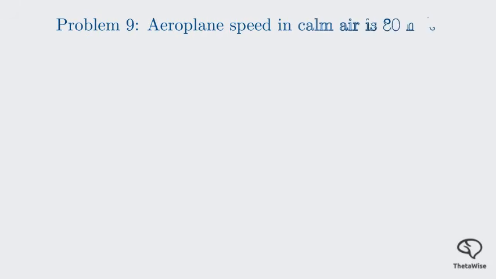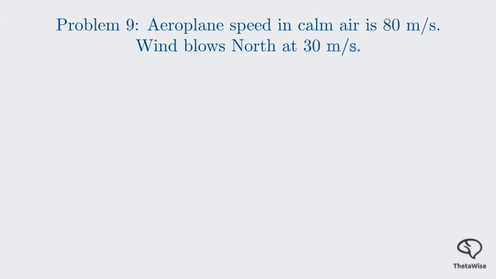Our final problem is question 9, which involves an aeroplane and wind. The problem states, an aeroplane can fly at 80 meters per second in calm conditions. A wind is blowing due north at 30 meters per second. Calculate the relative velocity of the airplane with respect to the ground when it is flying.